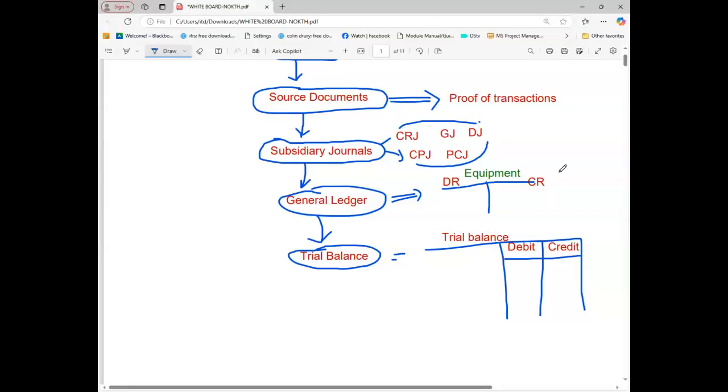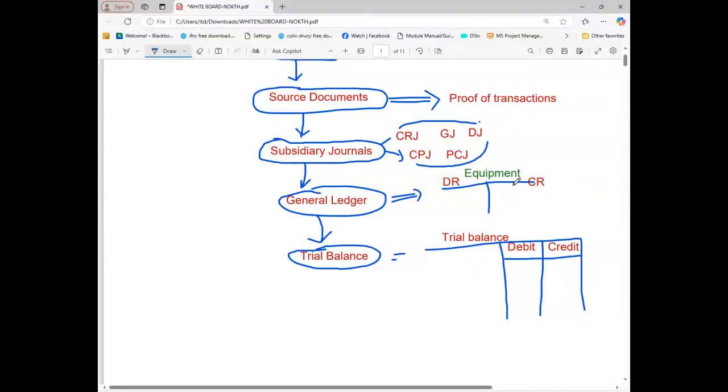Okay, I get you now. So we transfer those T accounts to a general journal. No, to the trial balance. Check the flow. From subsidiary, we open the general ledger. We transfer information from the subsidiary journals to the general ledger. This is the general ledger. Are you okay so far?